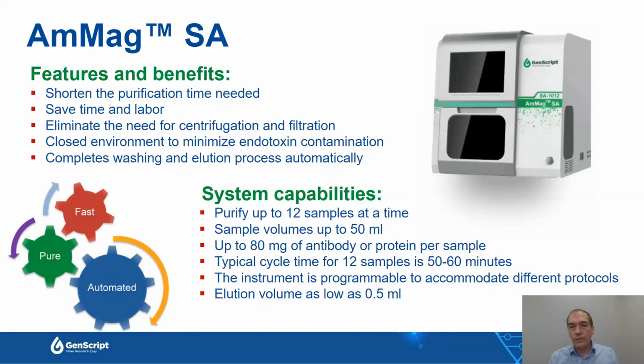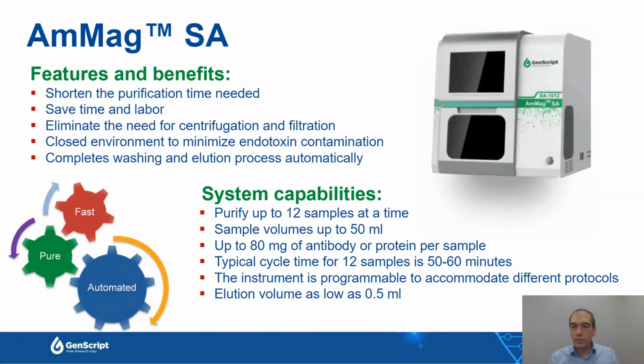We have very innovative instrumentation for protein purification and antibody purification. We have a fully automated system for purification. It can purify 12 samples at a time. The samples can be up to 50 milliliters each. And each sample can contain up to 80 milligrams of protein or antibody. And typical cycle time to purify all 12 samples is 50 to 60 minutes.